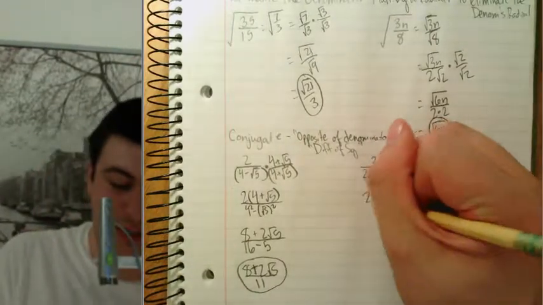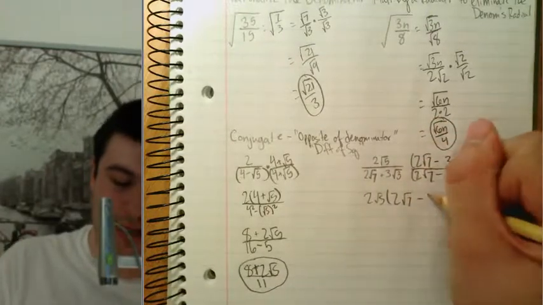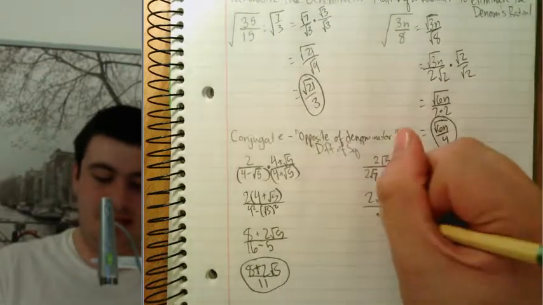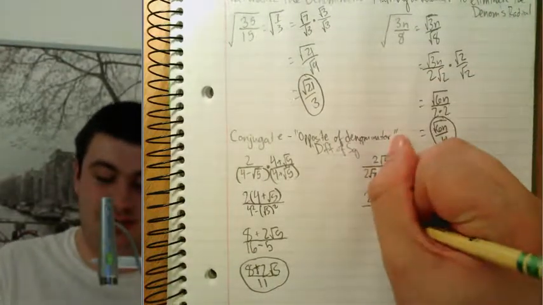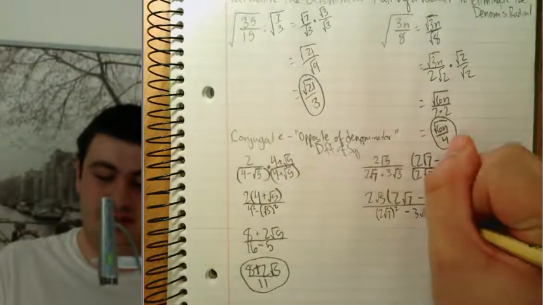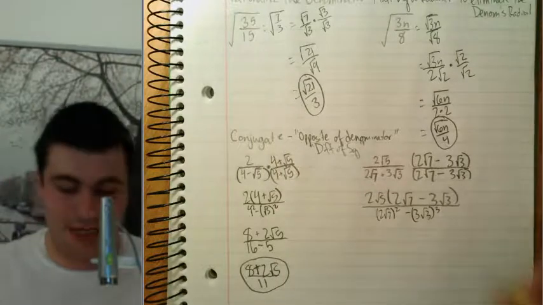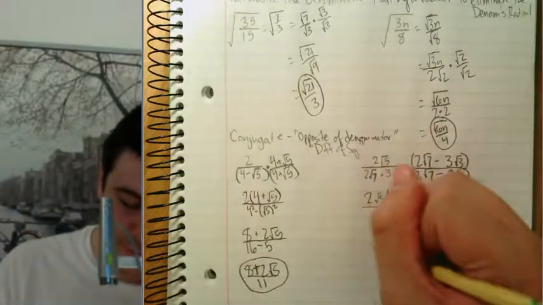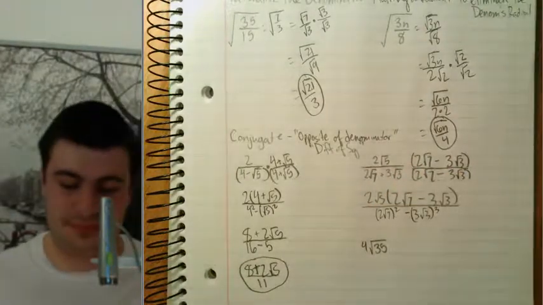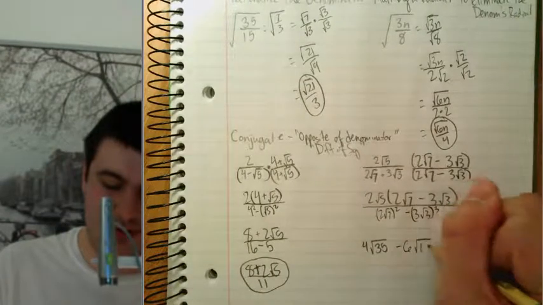So our numerator is 2 square root of 5 times the group, 2 square root of 7 minus 3 square root of 3, over, let's see, when we do our difference of squares, we have 2 times the square root of 7 squared minus 3 times the square root of 3 all squared. So let's distribute that numerator. We'll get 4 times the square root of 35 minus 6 times the square root of 15.